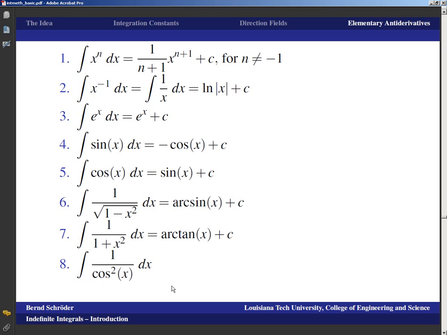And the antiderivative of 1 over cosine squared of x, the derivative of the tangent is 1 over cosine squared x, so this should be tangent x plus c. Now the ones that are typically remembered really are 1 through 6. Now that doesn't mean you're guaranteed that you're never going to encounter those.